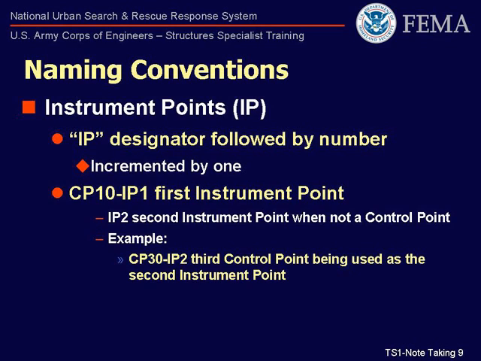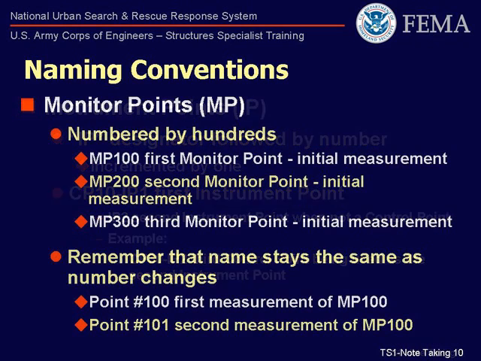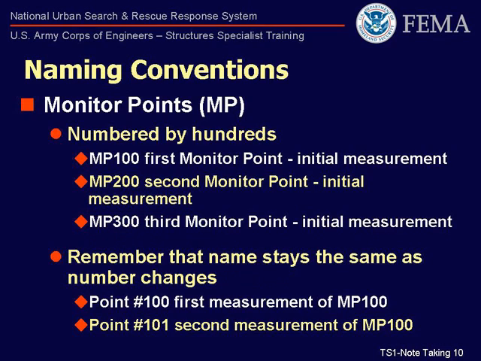An example is that the IP has been relocated to the third control point location. In this case, the CP30 designator would be modified to read CP30-IP2. Monitoring points are labeled by increments of 100. The first MP is MP100, the second MP200, the third MP300, and so on. The names of the monitor points do not change with each measurement taken. It is important to remember that the numbering of each recorded measurement does.